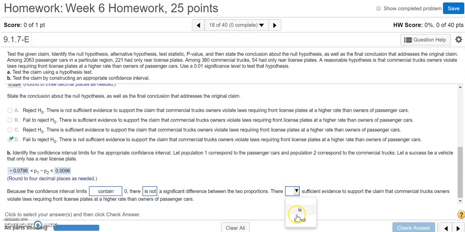So, there is not sufficient evidence to support the claim that the commercial truck owners violate laws requiring front license plates at a higher rate than owners of passenger cars. I, in fact, have evidence that they might be the same.